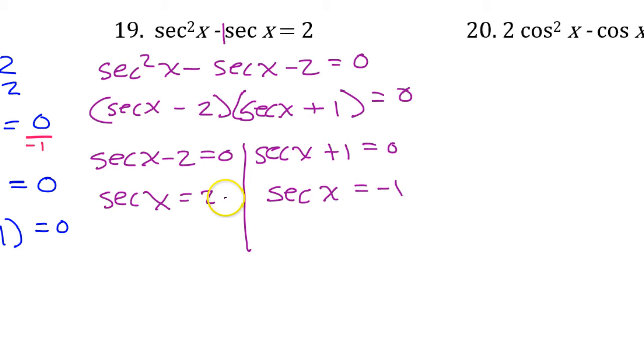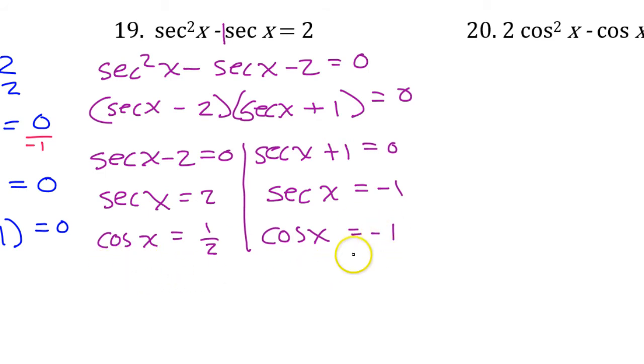So imagine doing the reciprocal to both sides. The reciprocal of secant is cosine. The reciprocal of 2 is 1/2. The reciprocal of secant is cosine. The reciprocal of -1 is still -1.